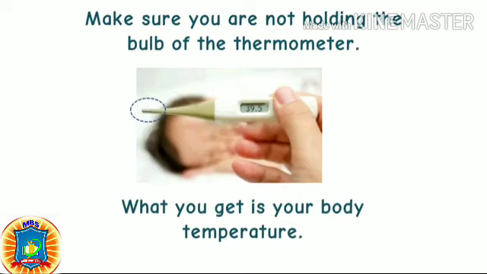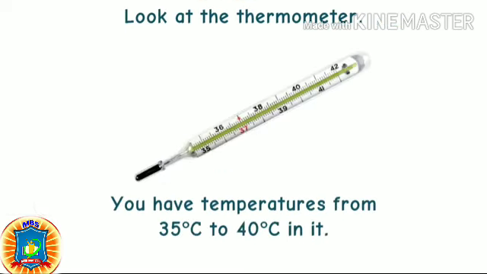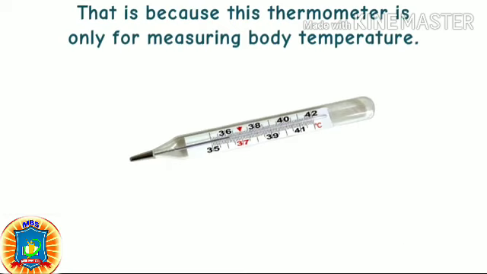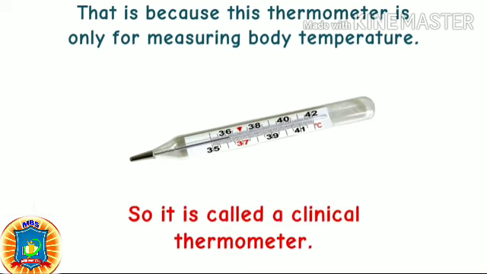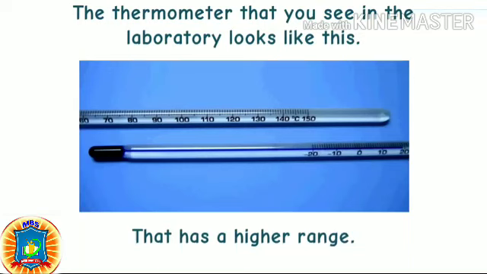Make sure you are not holding the bulb of the thermometer. What you get is your body temperature. Look at the thermometer. You have temperature from 35 degrees Celsius to 40 degrees Celsius in it. That is because this thermometer is only for measuring body temperature. So it is called a clinical thermometer. The thermometer that you see in the laboratory looks like this, that has a high range.